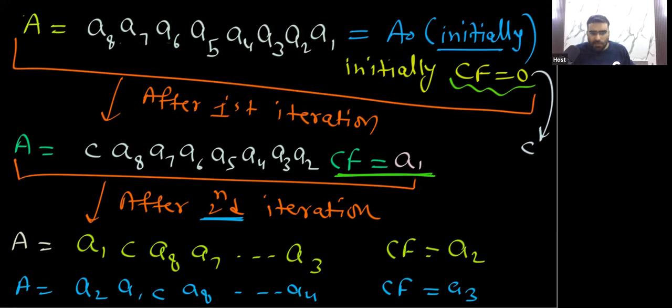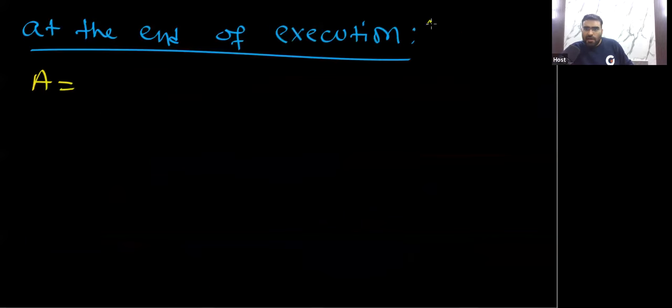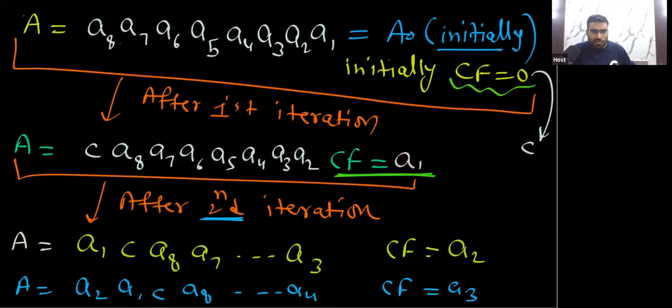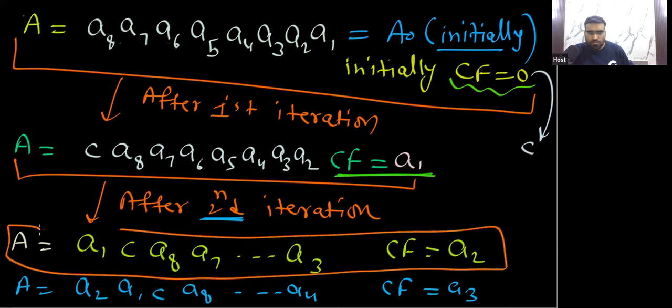So tell me, at the end, what will happen? At the end means after the 8th iteration. After the 8th iteration, what will happen? This is after the third iteration. You can see, this will happen from here, and from here you are going here, after the next iteration.